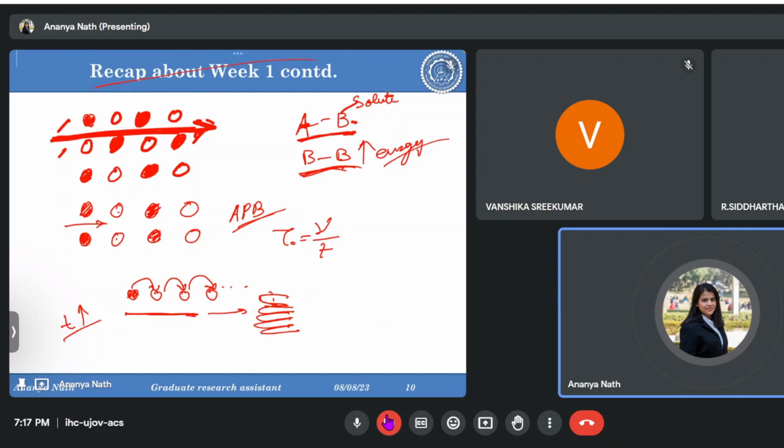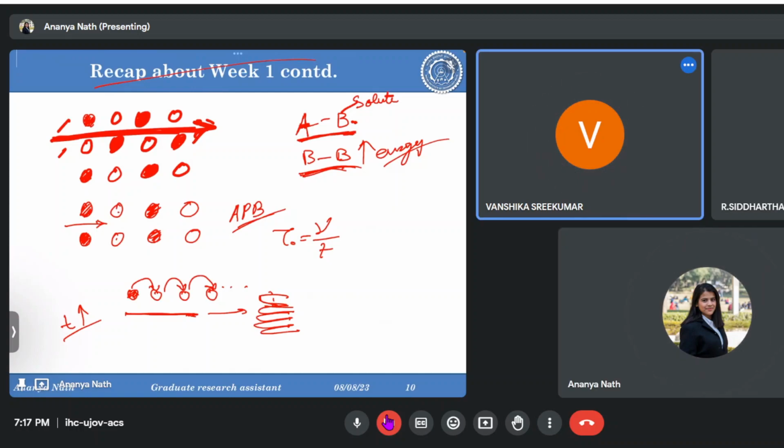This is one example. Excuse me, ma'am. Yes. Ma'am, one doubt regarding the APB. Ma'am, is the dislocation movement itself making the APB form?